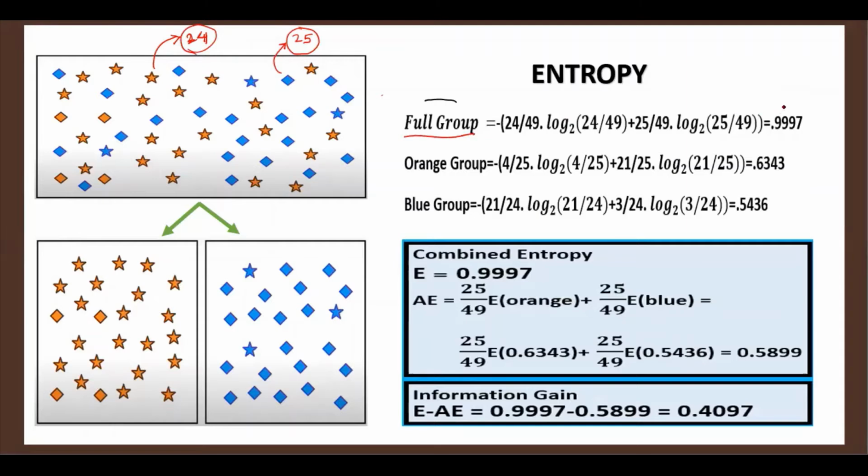Randomness, using numbers, it's almost 1. 0.9997. Entropy is almost 1. Why is entropy not 1? Because if they are proper, suppose I take 5 of this type and 5 of this type, then entropy will be 1. Okay, so equal chance, fully confused.